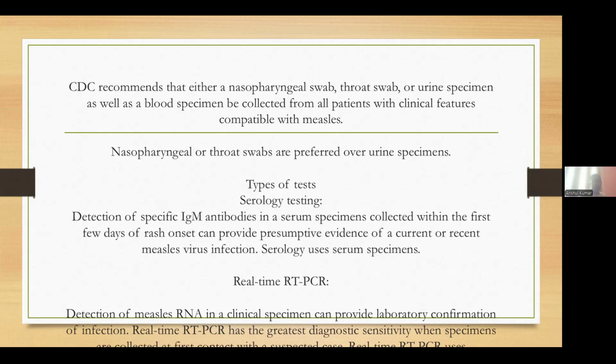Rarely, the virus may cause a fatal giant cell pneumonia, particularly in children with immunodeficiencies or severe malnutrition. Complications are more common and serious in developing countries. The most serious complication is meningoencephalitis.